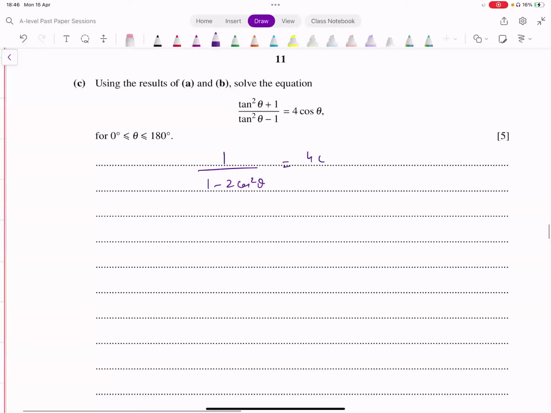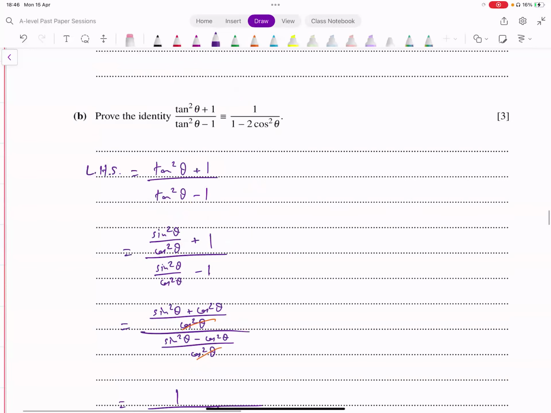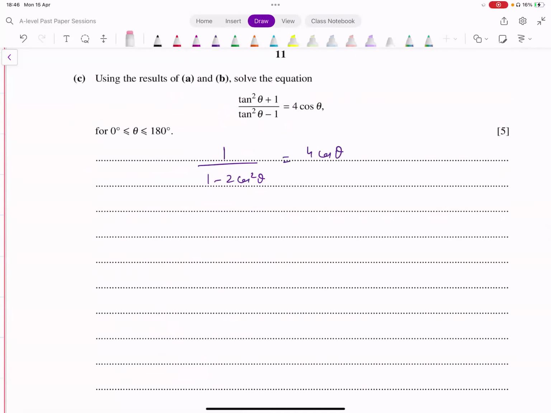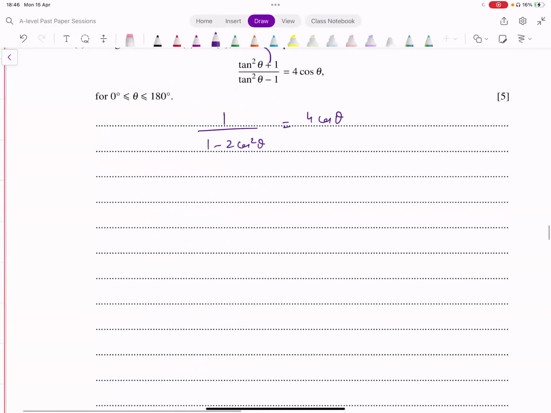That equals 4 cos theta. You had this equation that you wanted to solve. It had two different functions. You want to convert it to one single function to be able to solve it. We already converted this form to something that's only in terms of cos here. So that's what we can do. We can just use that form instead of tan square theta plus 1 over tan square theta minus 1. Now, how do we solve this equation? Let's take this to the right side. It becomes 4 cos theta into 1 minus 2 cos square theta equals 1.